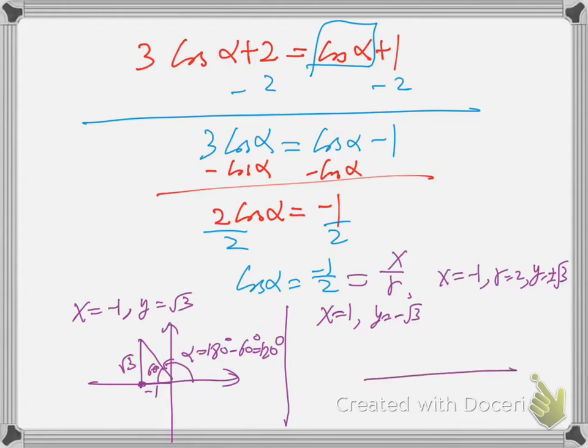And then the second solution: x is negative 1, y is negative radical 3. So this is the picture. This is 60. So what's our angle alpha? Alpha is 180 plus 60, so this is 240. So draw the right triangle. That's the key to solve all these trig values.